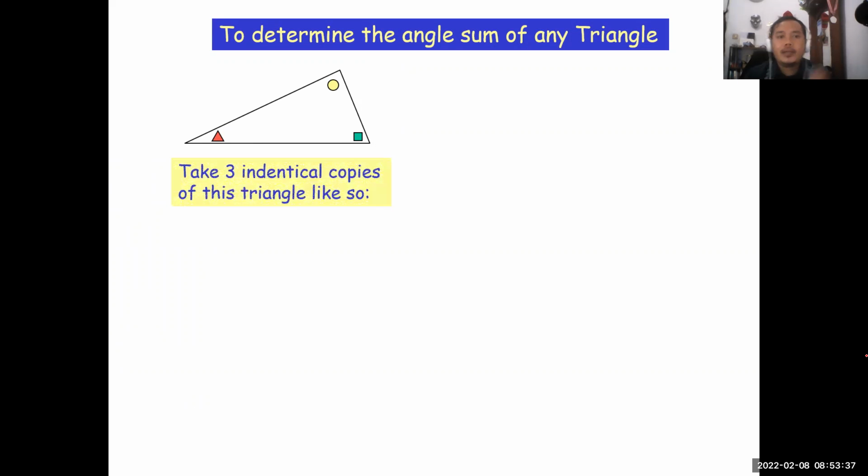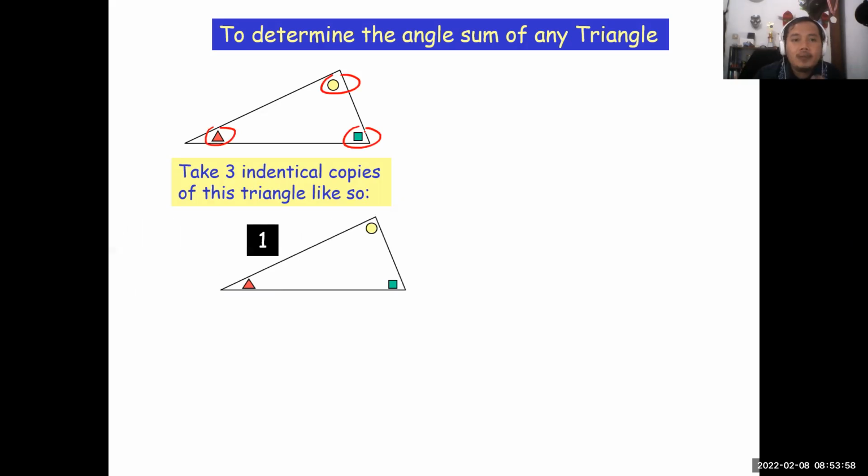So actually, we can duplicate this triangle into 3. You take 3 identical copies of a triangle. Let's say we have those angles. These are the angles, and let's say all of them are different. We don't know the angles, but all of them have different sizes.